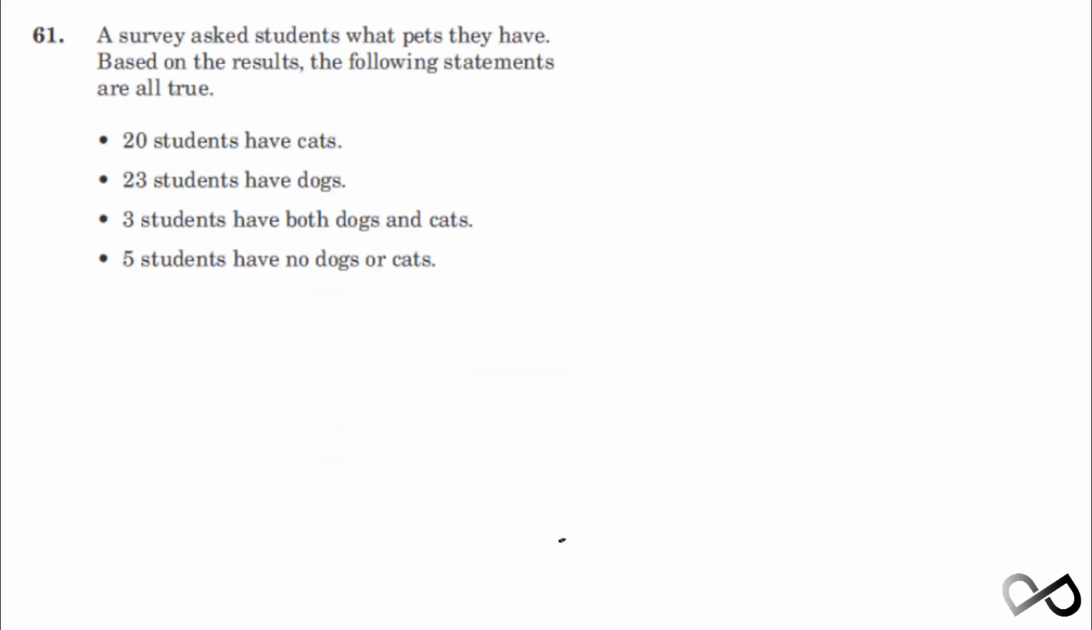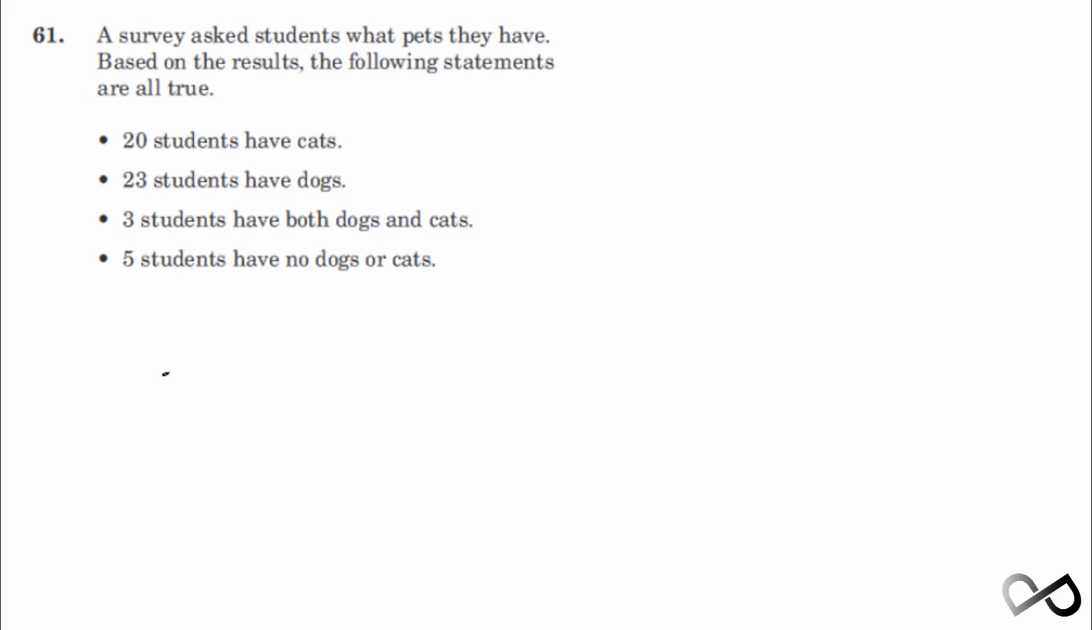Number 61 says, a survey asked students what pets they have. Based on the results, the following statements are all true. 20 students have cats, 23 students have dogs, 3 students have both cats and dogs, and 5 students have no dogs or cats. So this may seem a little bit overwhelming at first when you look at it, because they give you a lot of information.